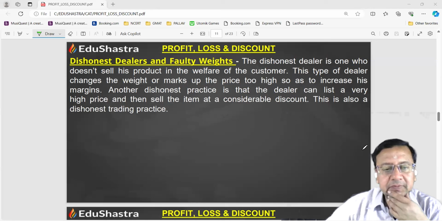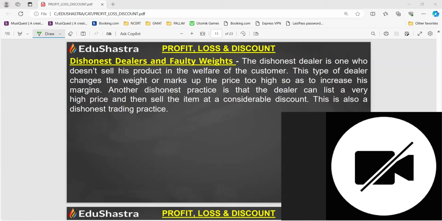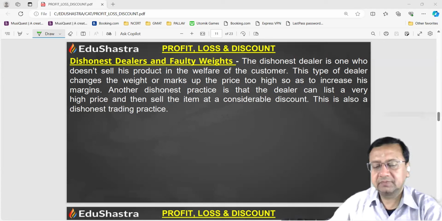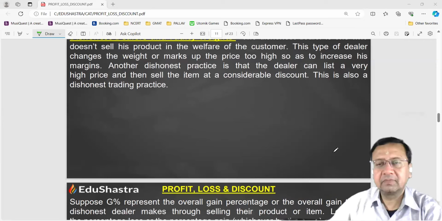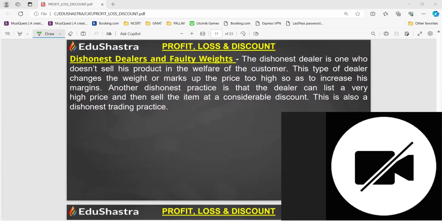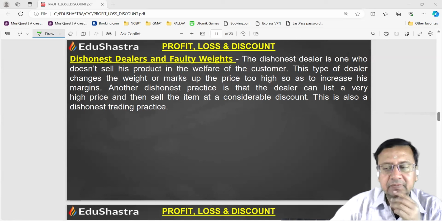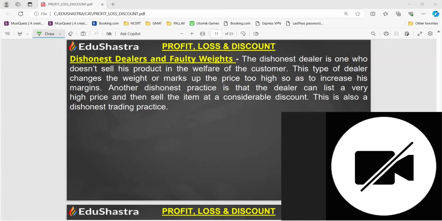It's showing 900 grams for 1 kg. So for example, the price of 1 kg is P, and to measure 1 kg, the shopkeeper has to put 1100 grams. So for 1100 grams, the price will be 11P by 10. The price the customer should pay is 11P by 10, and the price the customer will actually be paying is P. So the difference is P by 10, and P by 10 upon the cost price into 100 will give us 9.09%.